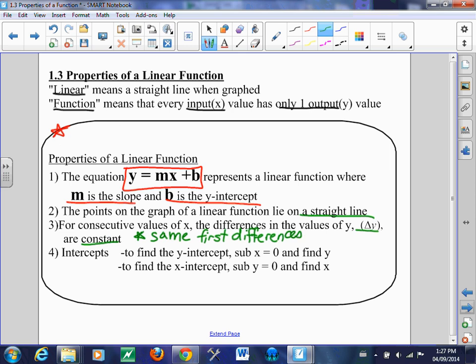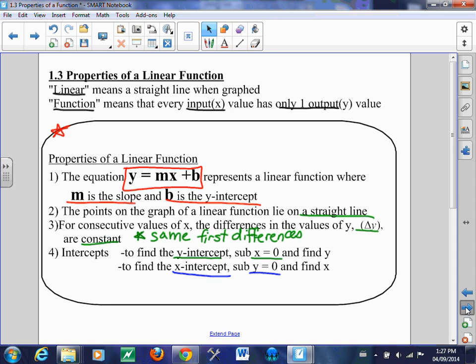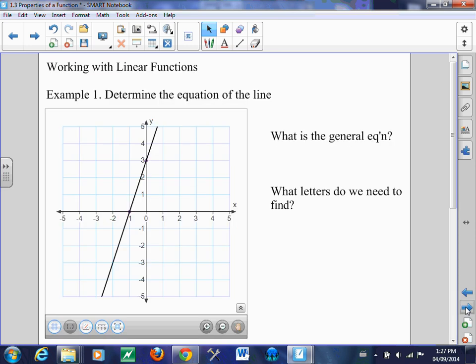Okay? And the next thing to realize is your intercepts. To find the y-intercept, you let x equal 0 and then find y. To find the x-intercept, you sub in y equals 0 and find x. Good. All right, let's practice some of these. Okay, flipping the page. All right, working with linear functions.